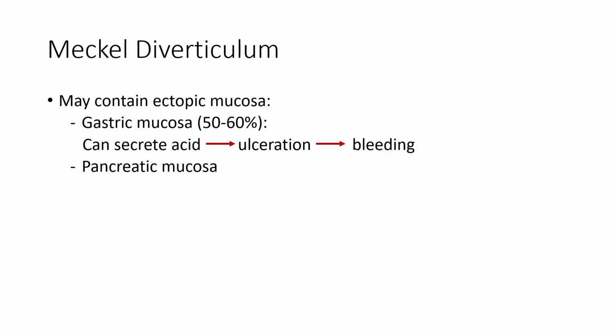The interesting thing about Meckel diverticulum is that it can contain ectopic mucosa. The most common type of ectopic mucosa that it can contain is the gastric mucosa. It can also contain pancreatic mucosa. The significance of containing gastric mucosa is that it can secrete acid, and this acid can lead to ulceration of the adjacent ileal mucosa, leading to bleeding.